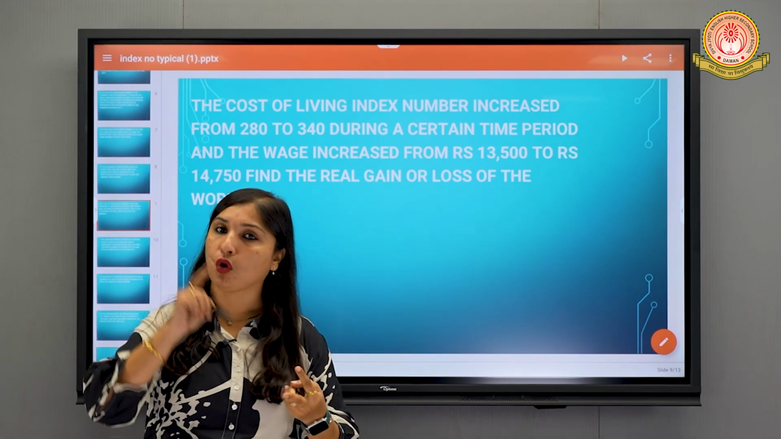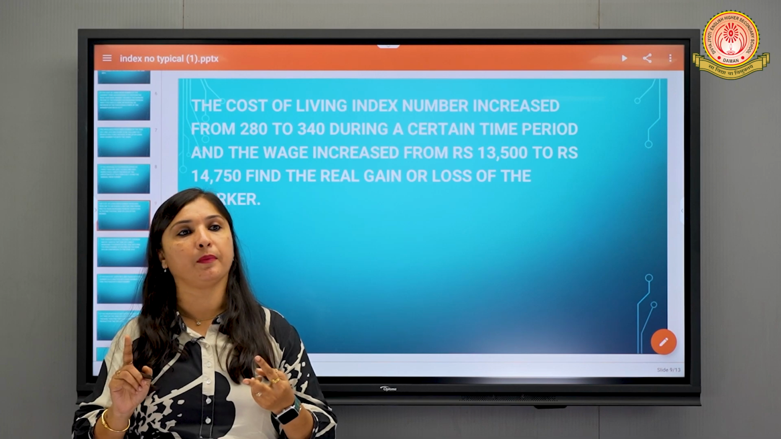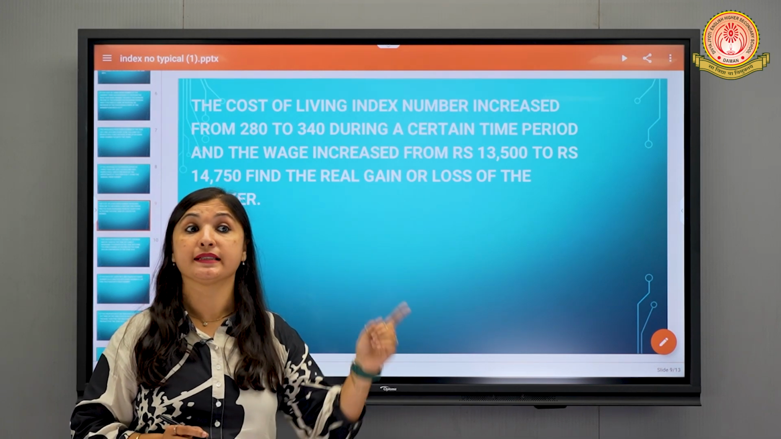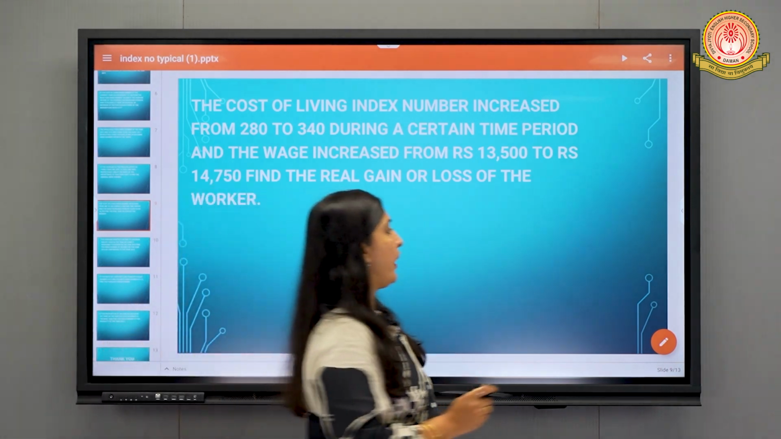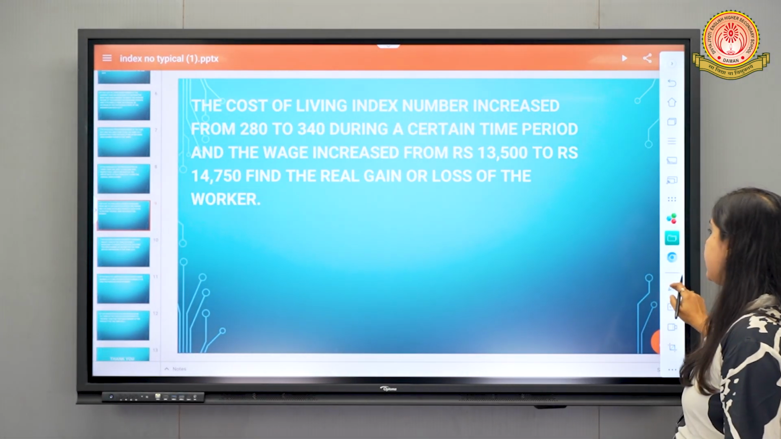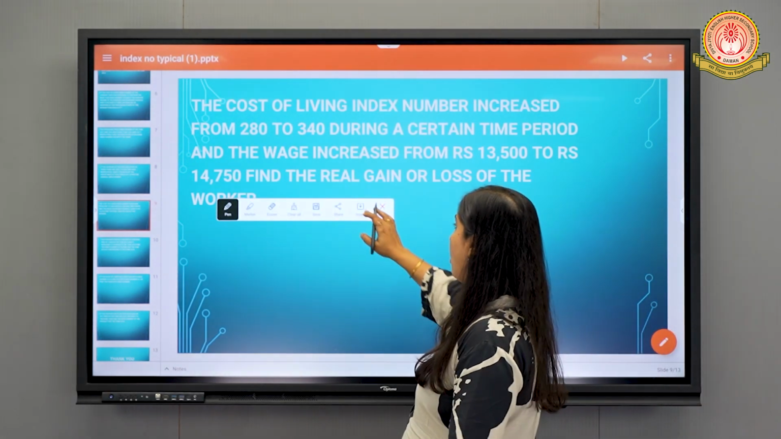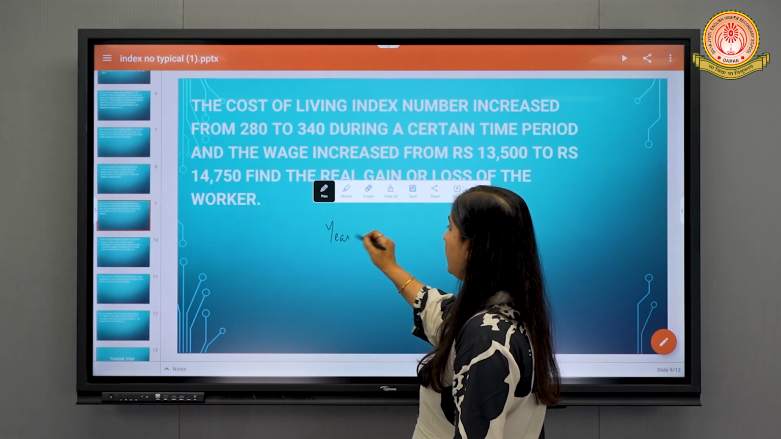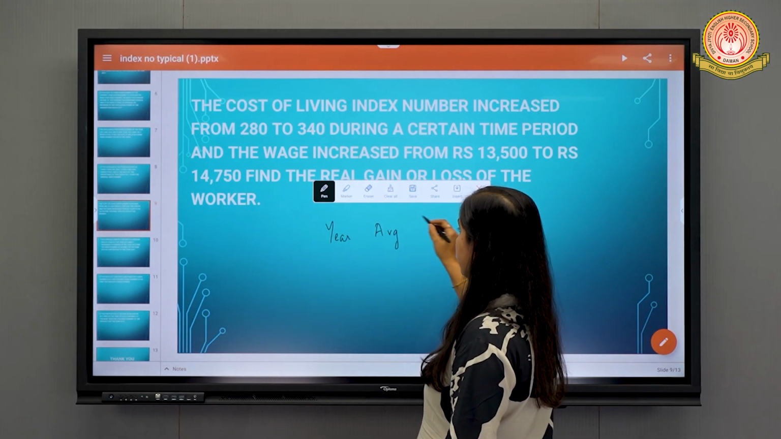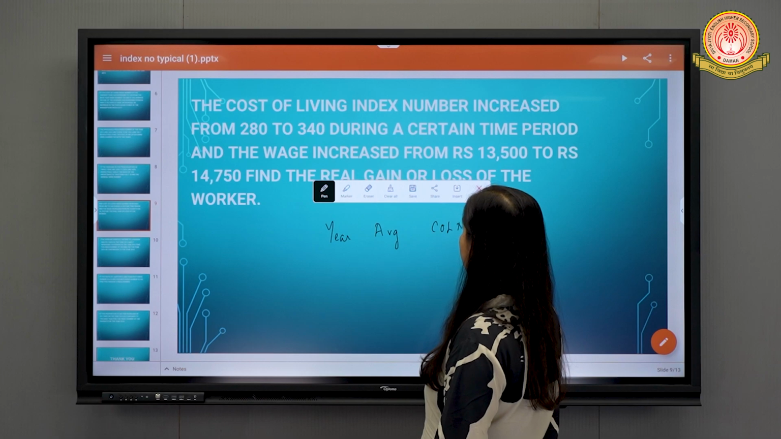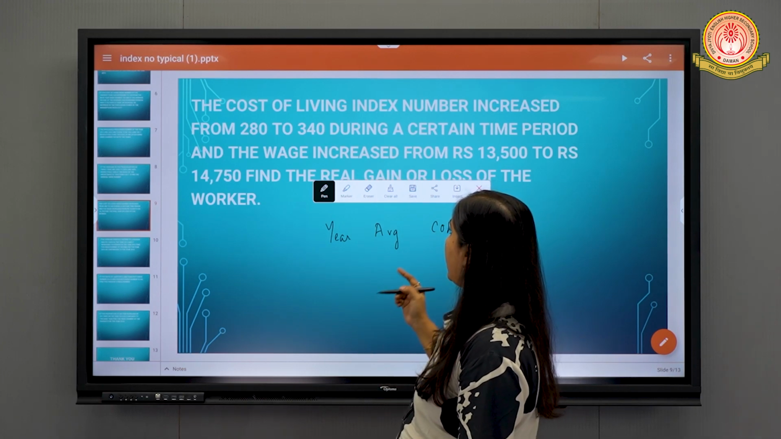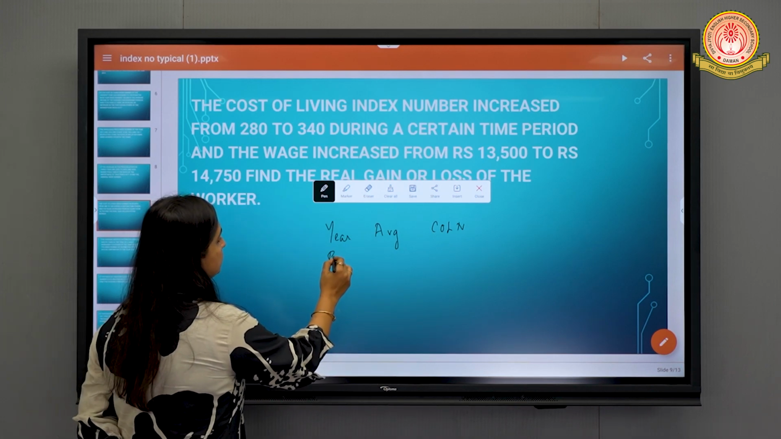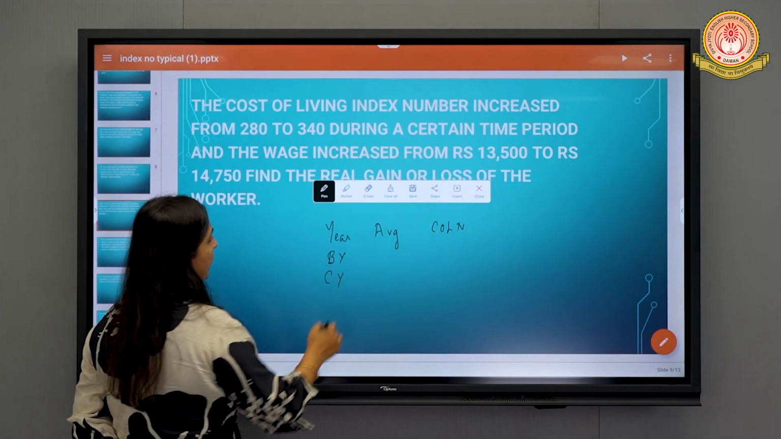If the base year is not given, then we take the index number of the base year as 100. But in this sum, the index number for the base year is provided to you, so you have to use whatever is given. Again, you will make 3 columns: the first will be year, then average monthly disposable income, then cost of living index number. The year is not given, so what will you write? Base year and the current year.